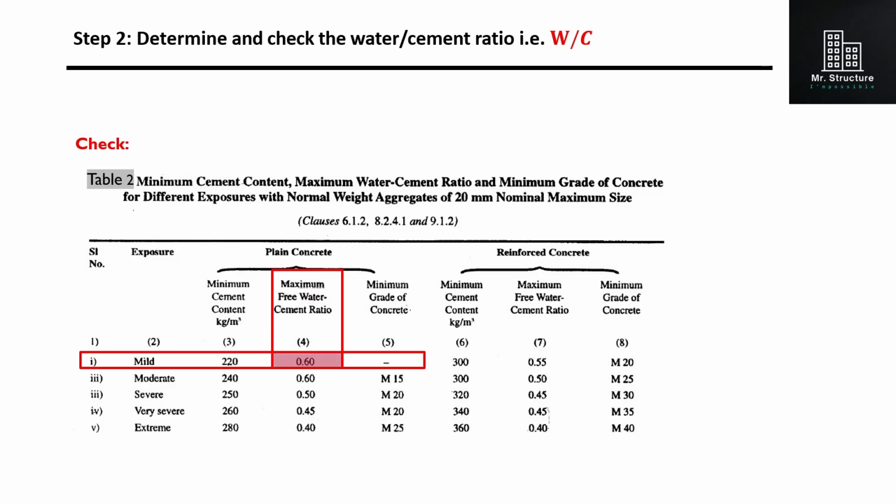For mild exposure condition and for plain concrete, we get the maximum free water cement ratio to be 0.6, which is higher than our calculated value of 0.5. Hence, our value is OK, and we choose the water cement ratio to be 0.5.